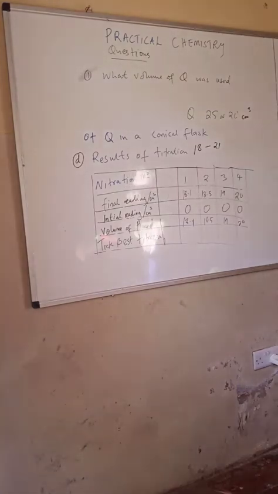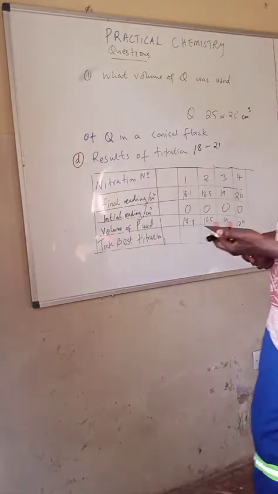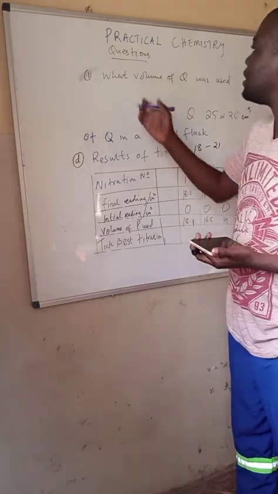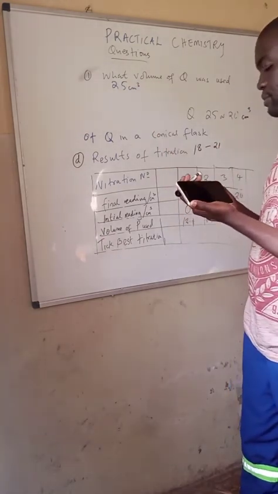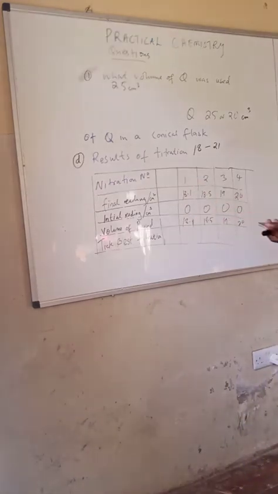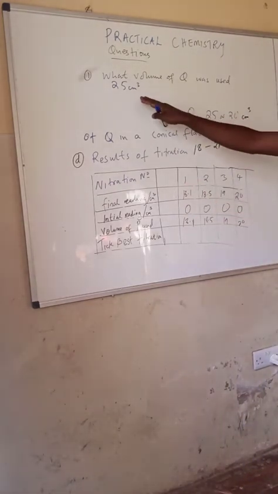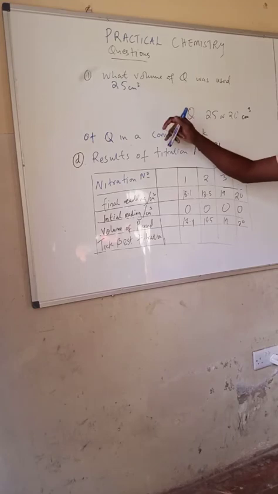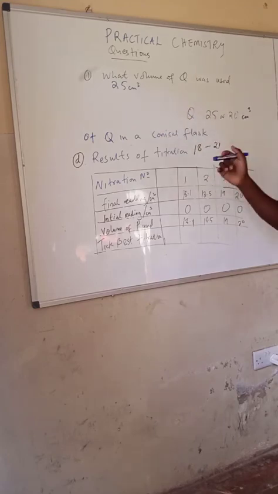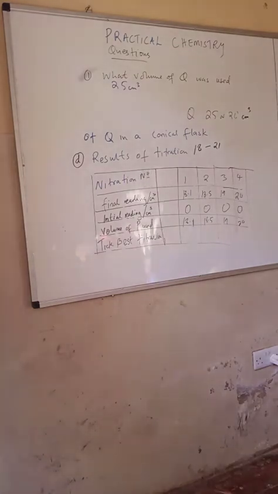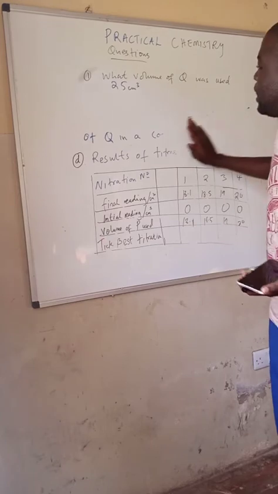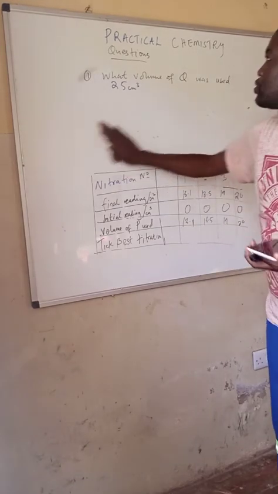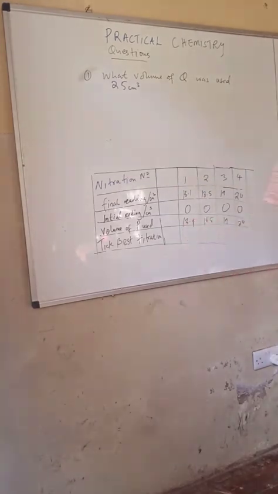So it means it is actually 25. So the answer is actually 25 cubic centimeters. I don't change to decimeters because I'm not using it in calculations. When I'm using it in calculations, that's when I change to decimeters. But they just said what volume of Q was used. So that is question 1.